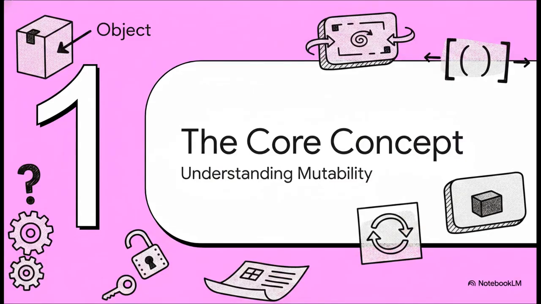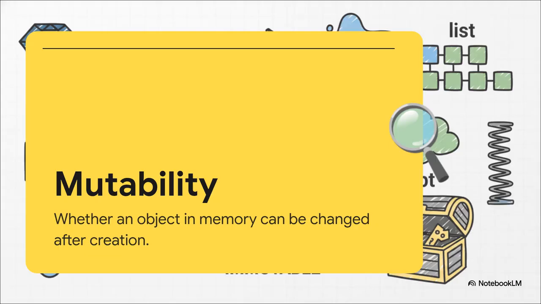Section 1. The core concept of mutability. So, mutability simply describes whether an object in memory can be changed after it's created. But here's the part you really need to burn into your brain. Independent of variable reassignment, mutability literally has nothing to do with whether you can point a variable name to a new value. It is strictly about the actual physical object sitting in your computer's RAM.